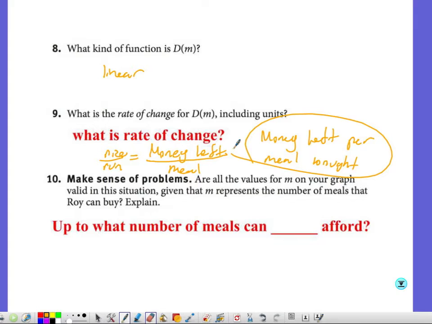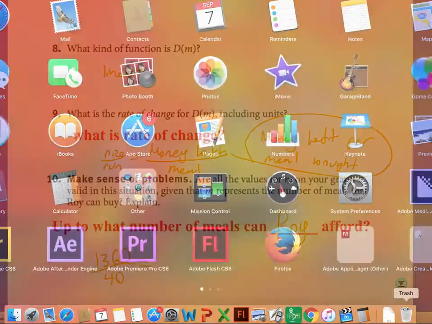Now question number 10 asks: are all the values for M on your graph valid in this situation, given that M represents the number of meals that Roy can buy? Explain. The guiding question here is, up to what number of meals can Roy afford? How many meals can Roy buy if he has $1,360 and each meal costs $40? Well, you take 1360 divided by 40, so let's calculate that.